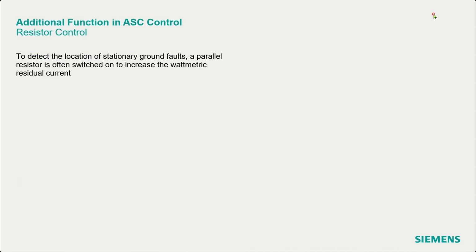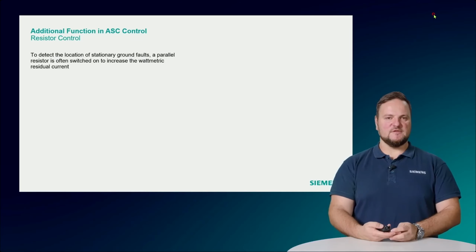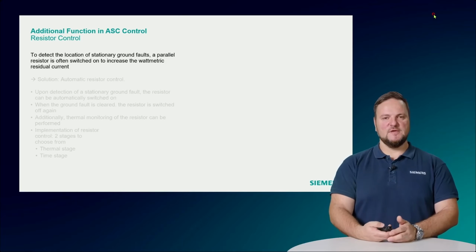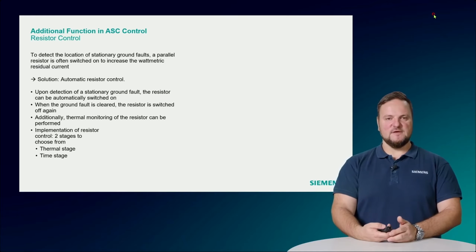So now we come to the next point, and the next point is an additional function. If you want to take the stationary ground fault, you can switch on a parallel resistor, which increases the watt-metric residual current. And so for that, the function provides these capabilities.